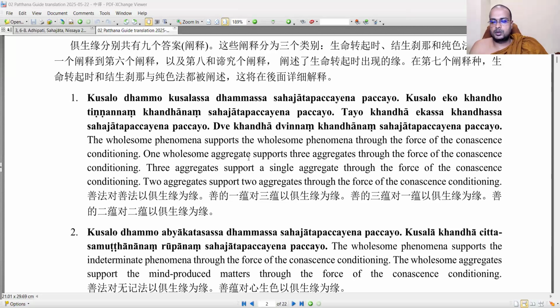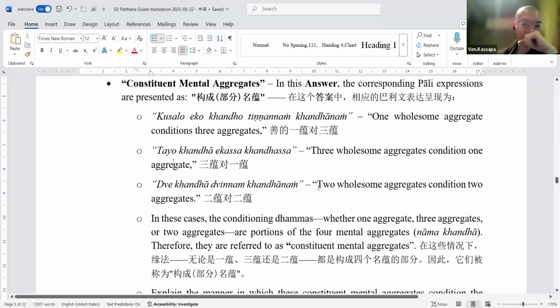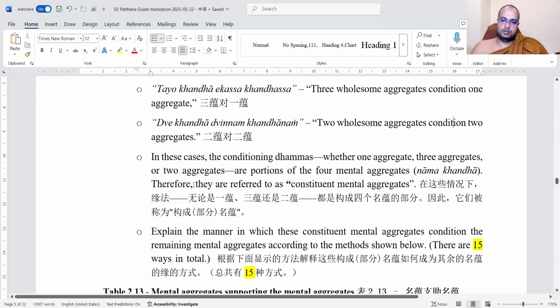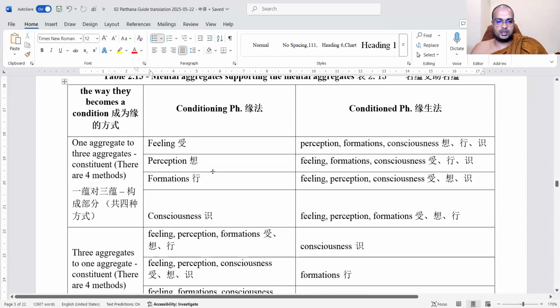Okay, so the explanation, right? So this is one mentioned here. Kusalo eko khando tinnam khandhanam means one wholesome aggregate conditions three aggregates, three wholesome aggregates condition one aggregate, two wholesome aggregates condition two aggregates. So when they are conditioning each other, for the first one, when one aggregate is conditioning the other three aggregates, there are four methods in total, right? There are four in total.